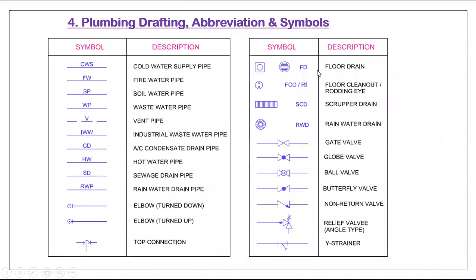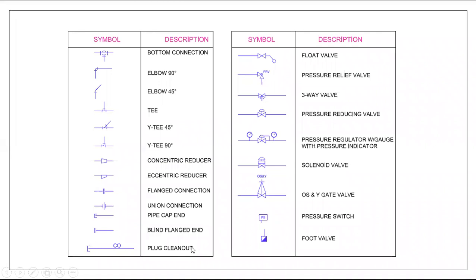If you are installing the pipe underground, underground meaning ground floor, pipe laid in the soil, in that situation you have to use a floor drain. Like this symbol only you have to use. Above the floor, you have to use the plug clean out. You have to use this symbol only.